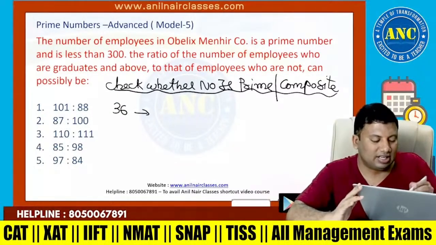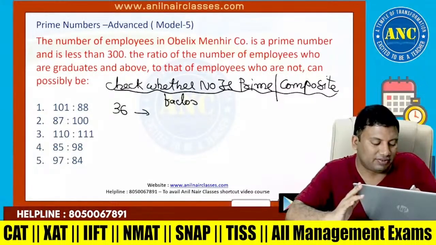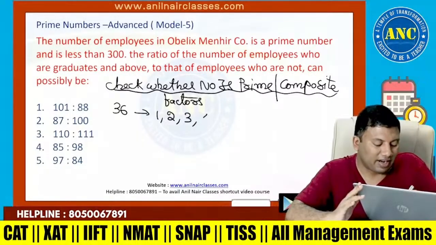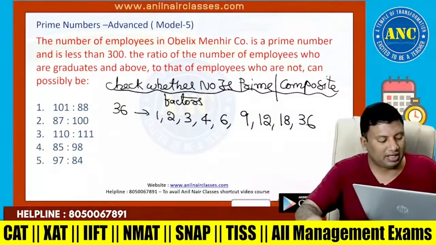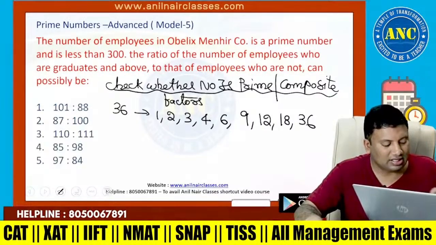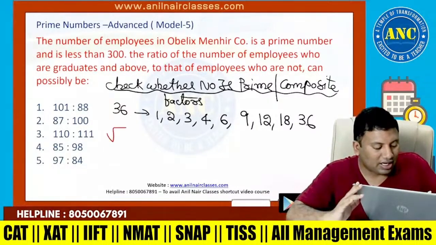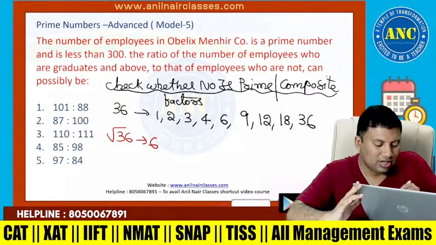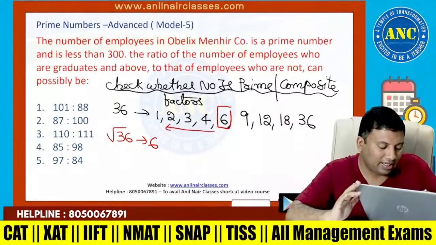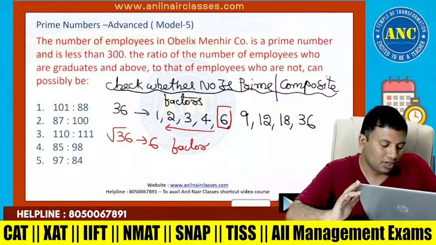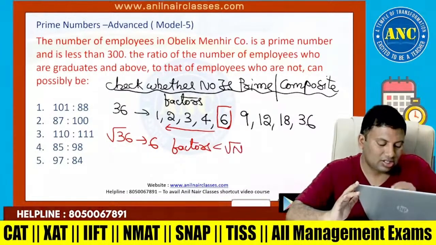If 36 is there, what are all the factors of 36? 1 is a factor, 2 is a factor, 3 is a factor, 4 is a factor, 6 is a factor, 9 is a factor, 12 is a factor, 18 is a factor, and 36 is a factor. Now, root of 36 is nothing but 6. So, put this in the box. Now, can I say these are all the factors less than root 36?